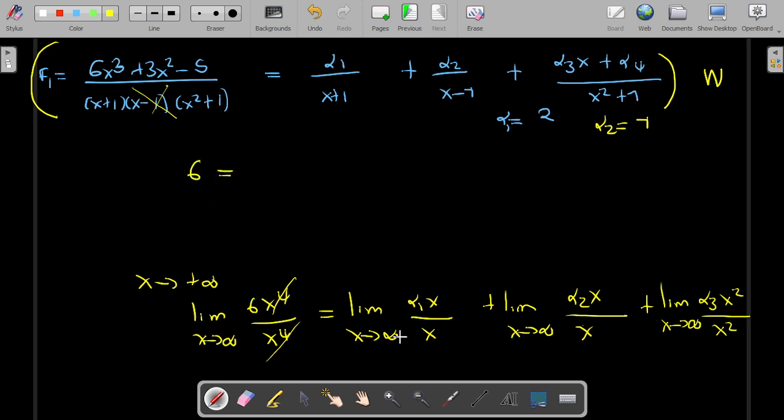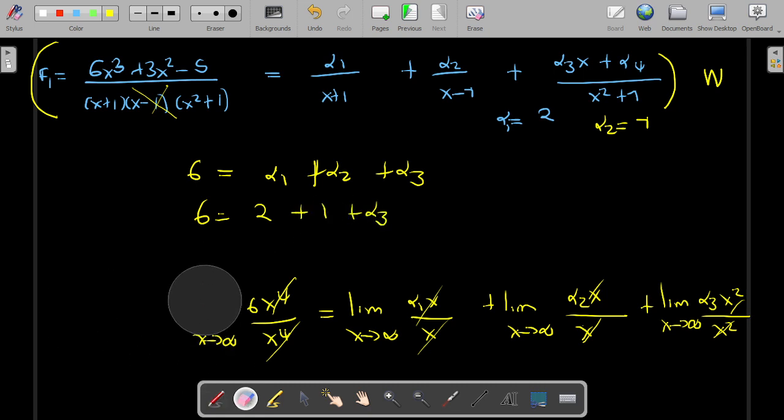Then this is going to be equal to, now here the x and the x simplify, so here we should have alpha 1. Now here the x and the x simplify, so here we should have alpha 2, like so. Now here the x squared and the x squared simplify, so here we should have alpha 3. We know that alpha 1 is equal to 2 and alpha 2 is equal to 1, like so. And then this is going to be plus alpha 3.